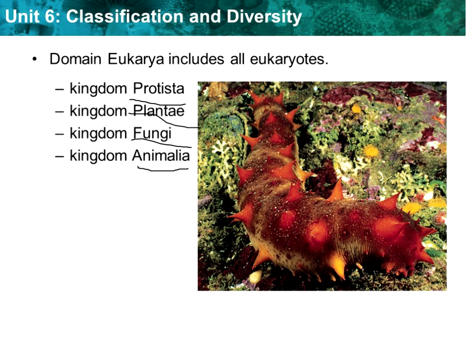Can anybody tell me the order of the Linnaean or taxonomy chart? What's the order from most broad to most specific? Who remembers it? You can use any mnemonic or any way you want to memorize it, or you can use Cameron's mnemonic. Either way. Close, Catlin. You got kingdom, phylum. Yep, Stephen, kingdom, phylum, class, order, family, genus, species.